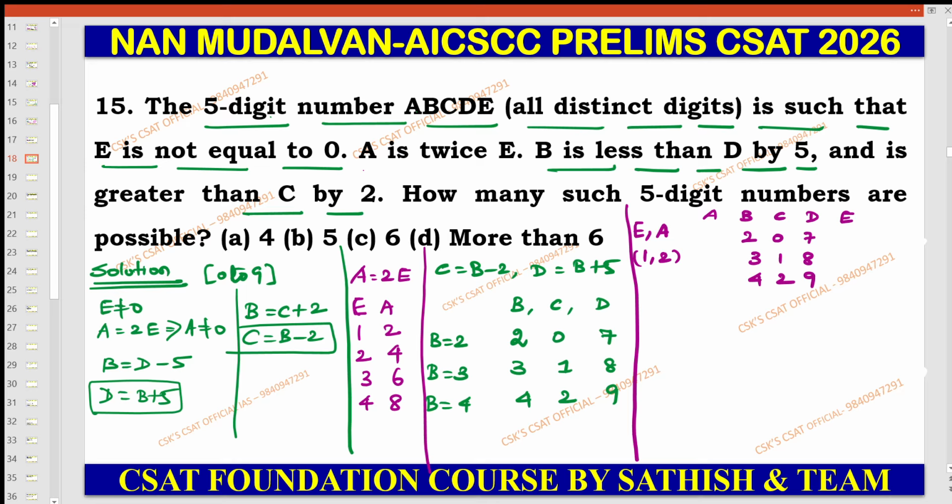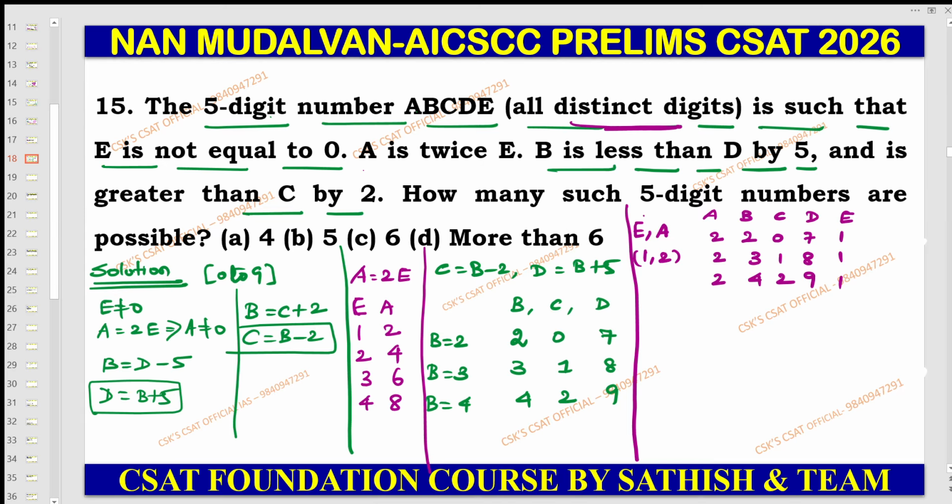If I am taking 1 comma 2, listen very carefully, what would happen? A is 2, A is 2, A is 2, here is 1, 1, 1. Understand the question. All are distinct digits. Here repetition is there? Not possible. No such 5 digit number exists.